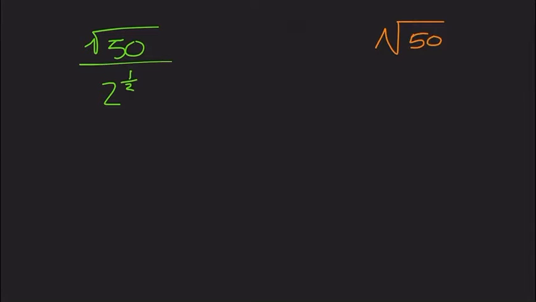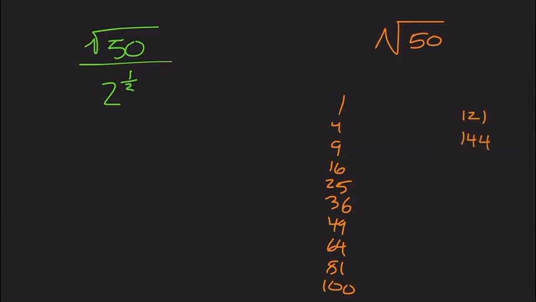If you remember, 50 is not one of our perfect squares. We got 1 times 1 is 1, 2 times 2 is 4, 3 times 3 is 9, and 16, 25, 36, 49, 64, 81, 100. Then we got 121, 144, 169, 196, 225. So this is not one of our perfect squares. We're asking which one of our perfect squares can go into 50? That's going to be 25. 50 we can rewrite as 25 times 2.